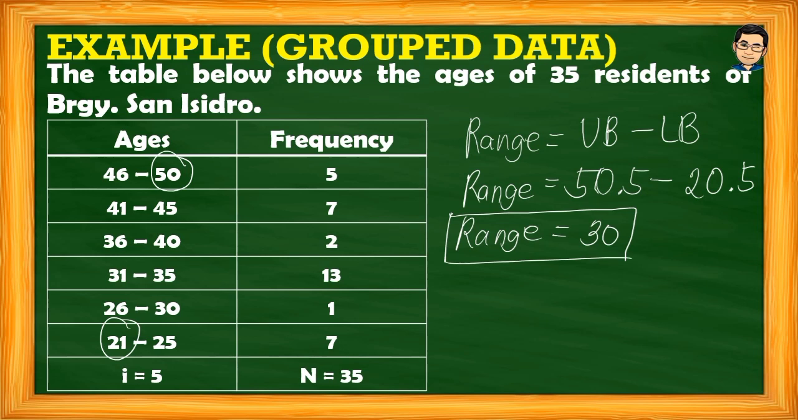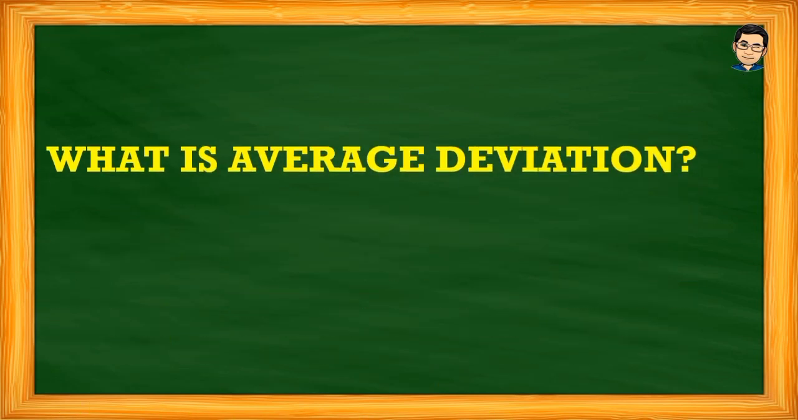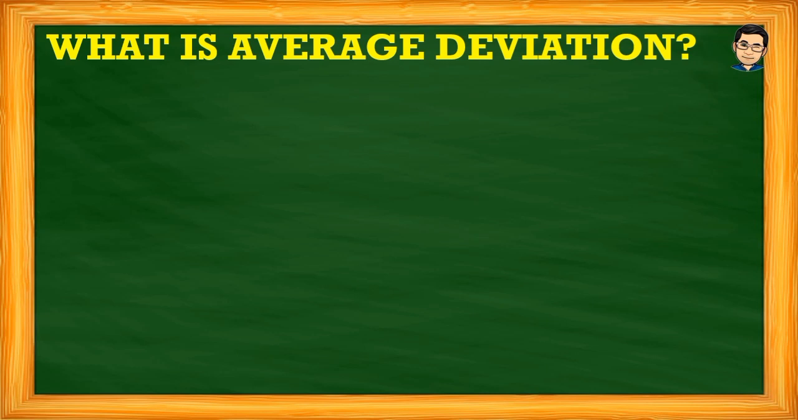Therefore, the difference of the ages of 35 residents sa Barangay San Isidro is 30. So, ganyan kalayo yung edad ng mga 35 residents of Barangay San Isidro. So, after natin sa range, so madali lang yung range. So, let us have average deviation.